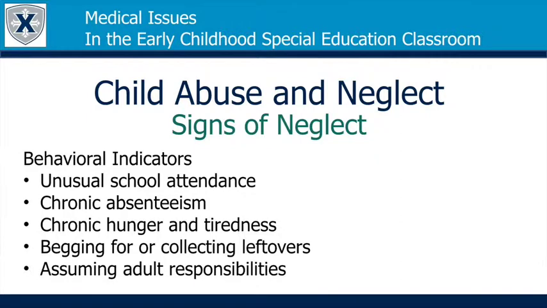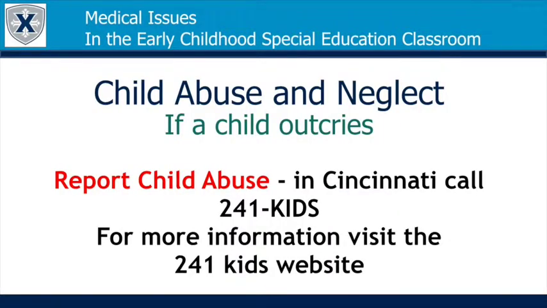And another big thing is with eating, you could notice an increase in hunger, or they're begging or asking for food more often. And in some kids, they actually start to assume more adult responsibilities. Okay, and so if you suspect that child abuse is happening, if you're in Cincinnati, I encourage you, 241 Kids.